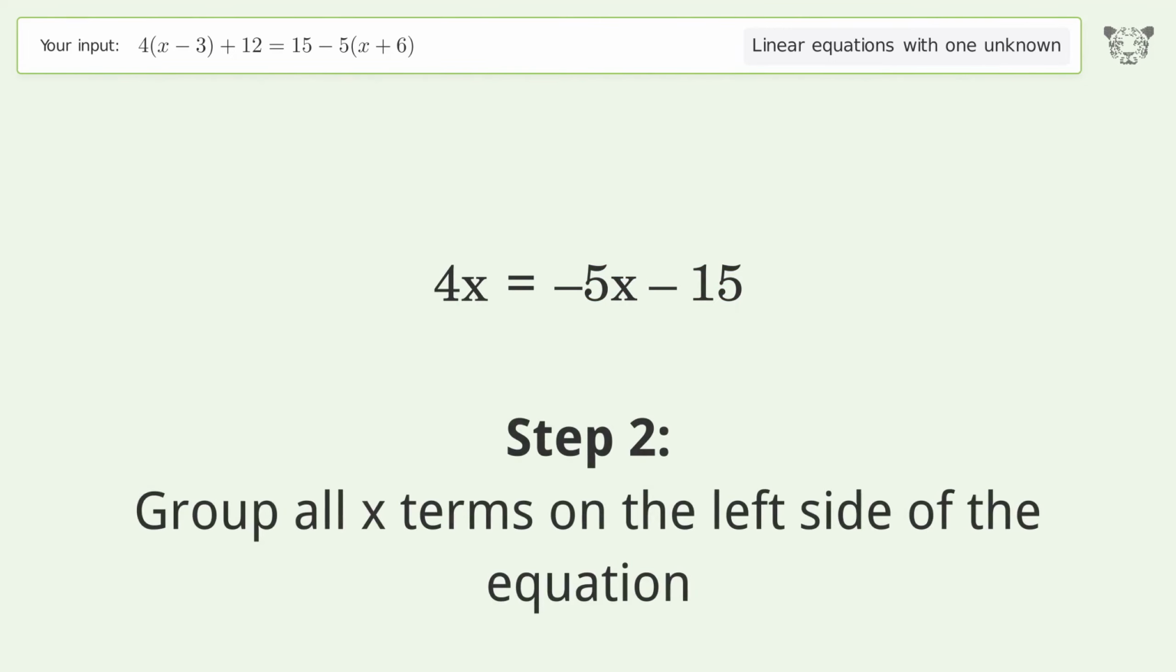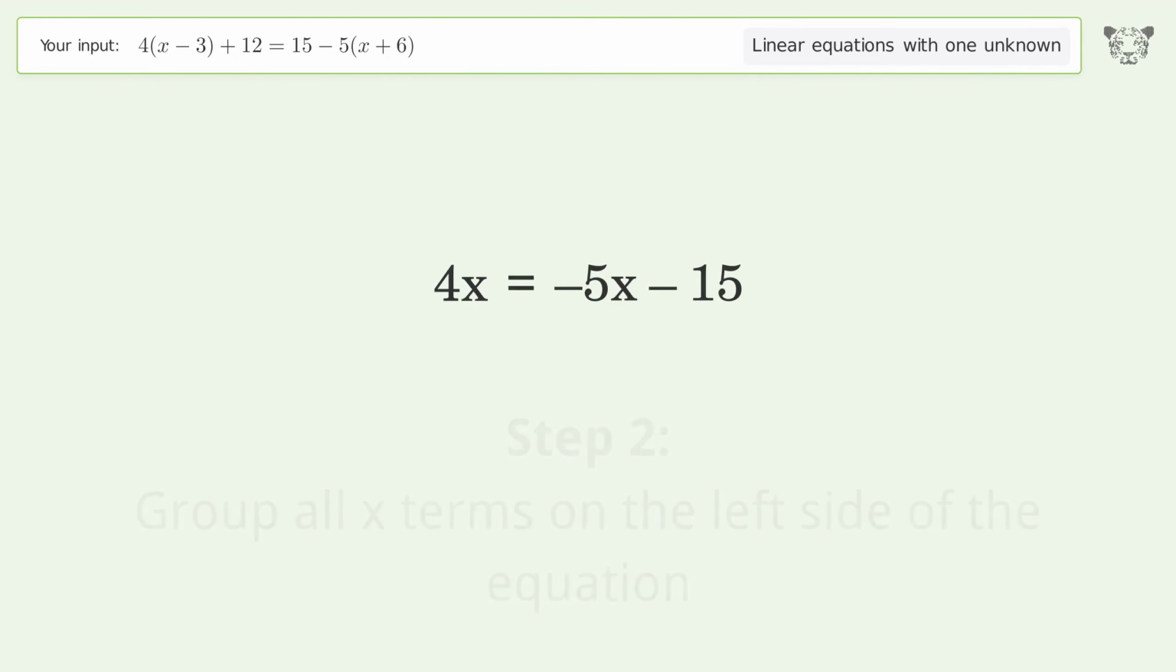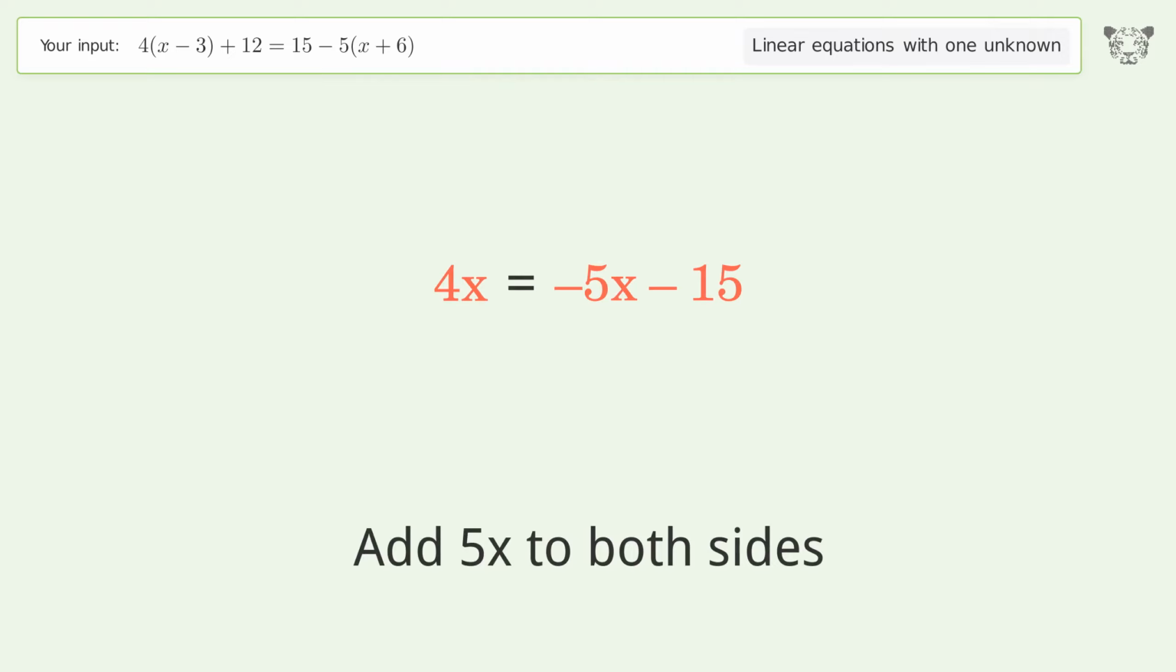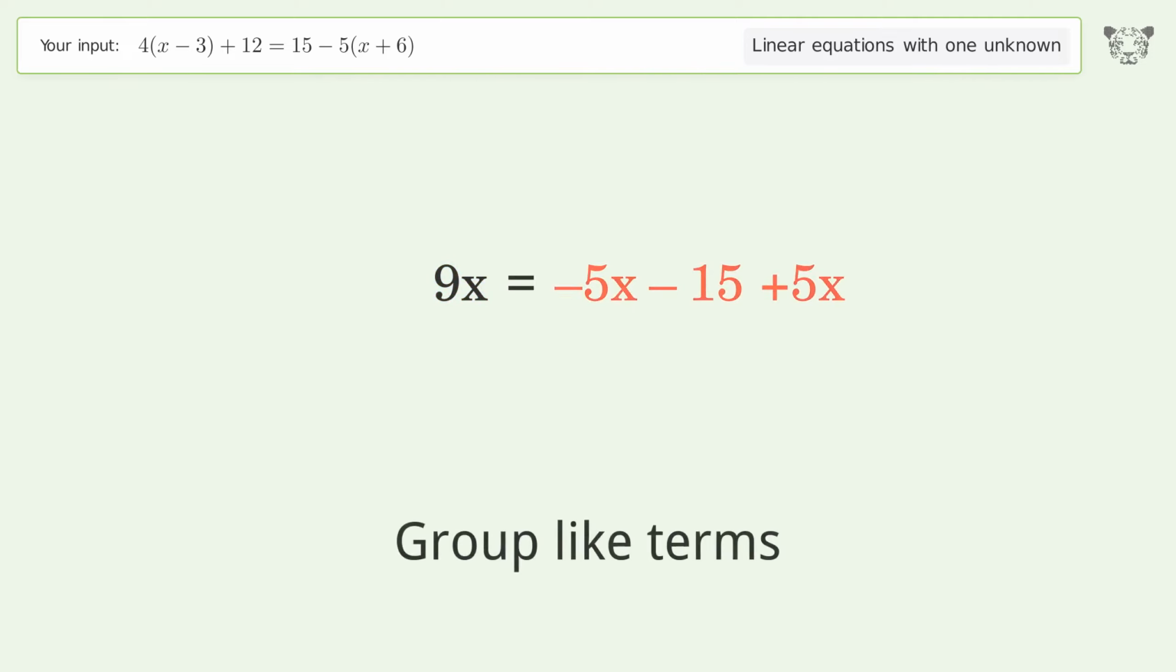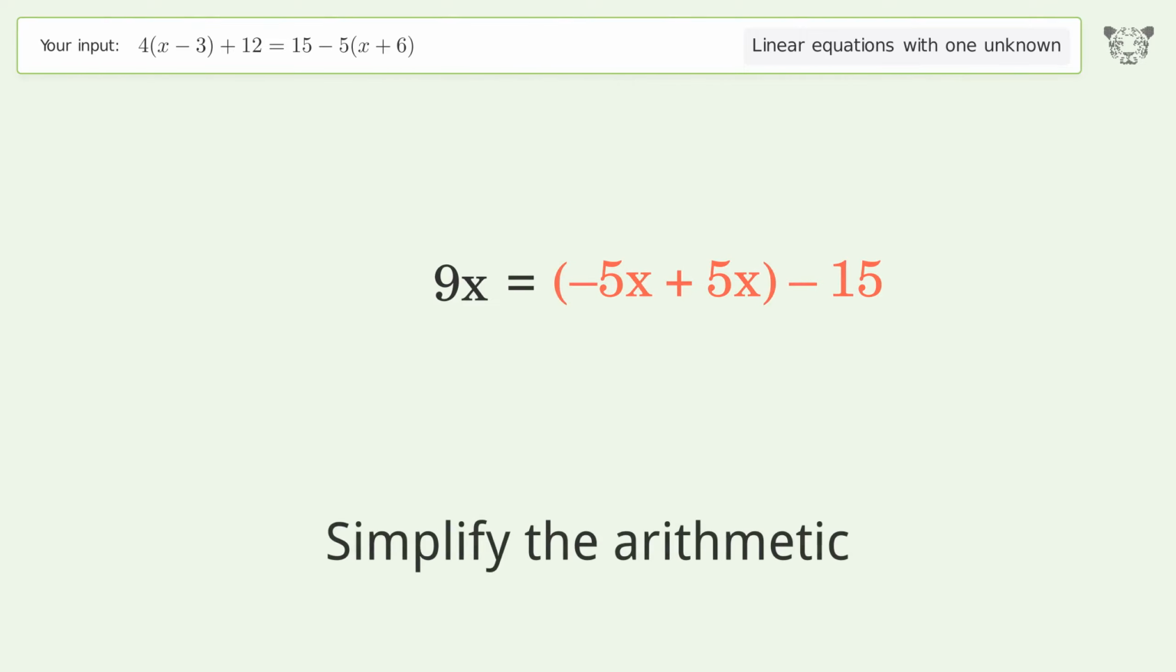Group all x terms on the left side of the equation. Add 5x to both sides. Simplify the arithmetic. Group like terms. Simplify the arithmetic.